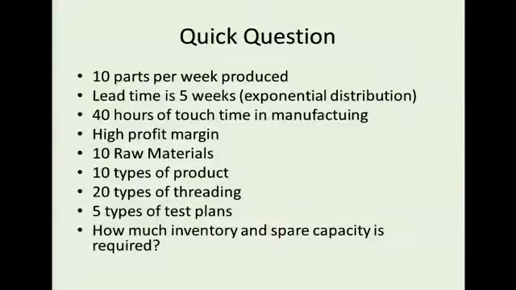So let's say I'm producing 10 parts per week. The lead time of the raw materials is 5 weeks exponential, 40 hours of touch time in manufacturing. And then I have the same thing with a massive number of parts coming from those raw materials. Question is, how much inventory, how much spare capacity? I can't hold finished goods, right? Because there are too many potential products. What can I hold? I can hold raw material inventory, eliminate that lead time from my supplier, and then I can have extra capacity on hand to cut the manufacturing time.